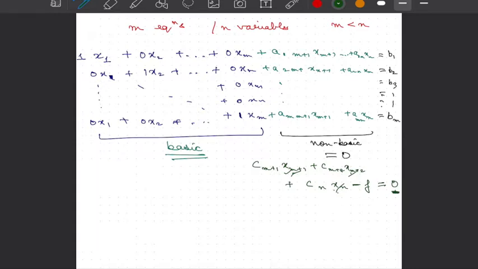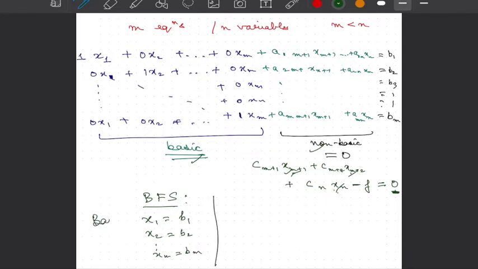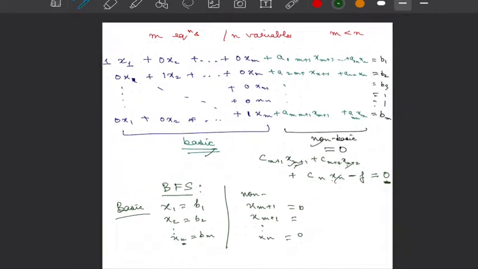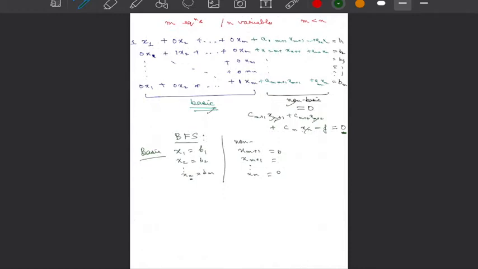Now let us try to identify that this is one basic feasible solution such that x1 equal to b1, x2 equal to b2, x_m equal to b_m, and this constitutes our basic solution. Our non-basic variables x_{m+1}, x_{m+2}, up to x_n are equal to 0. Anything and everything with index greater than the number of equations we set to 0 initially. Now we have to go from one basic feasible solution to a second basic feasible solution.